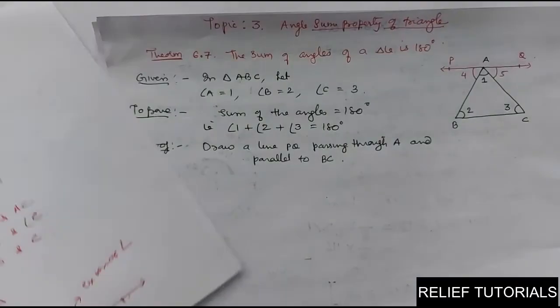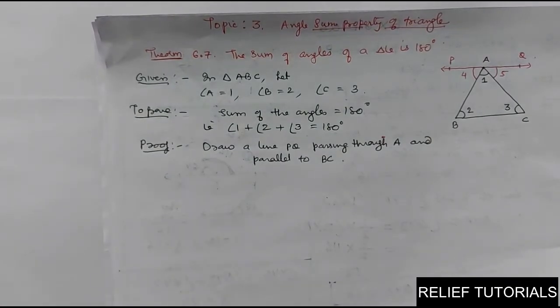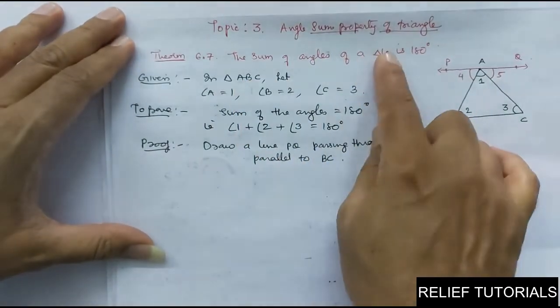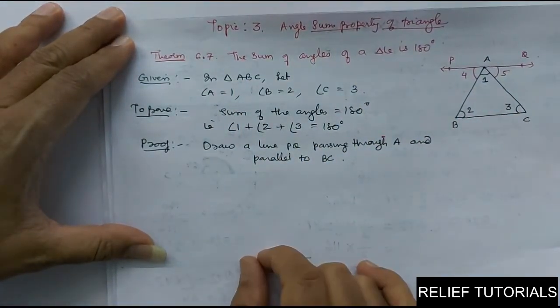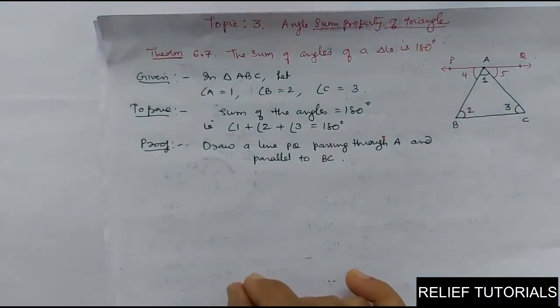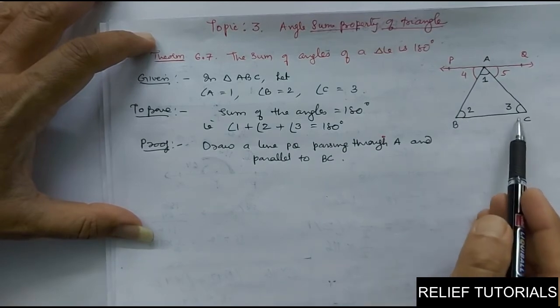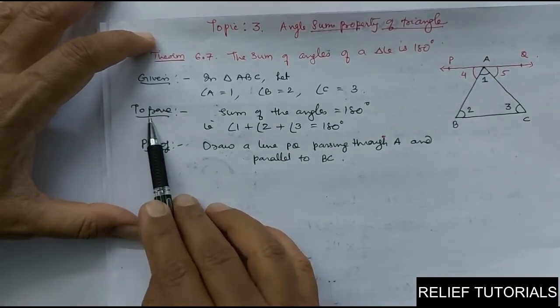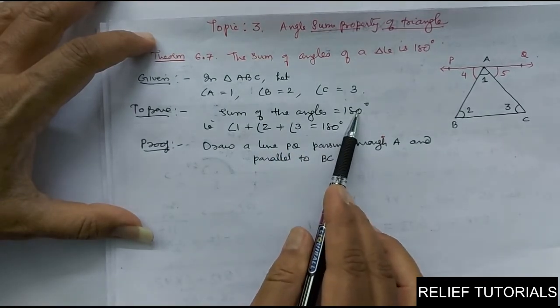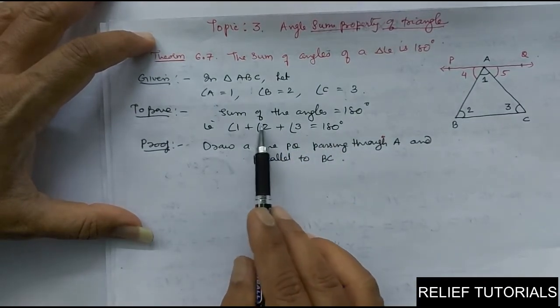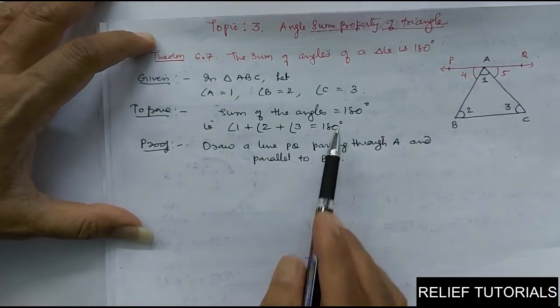Now we are going to learn one theorem. The sum of three angles of a triangle is 180 degrees. Means the sum of all the three angles of a triangle is 180 degrees. Now you see in triangle ABC, let angle A we have taken as 1, B we have taken as 2, C we have taken as 3. You have to prove that the sum of all the three angles of a triangle is 180 degrees, that is, angle 1 plus angle 2 plus angle 3 is equal to 180 degrees.